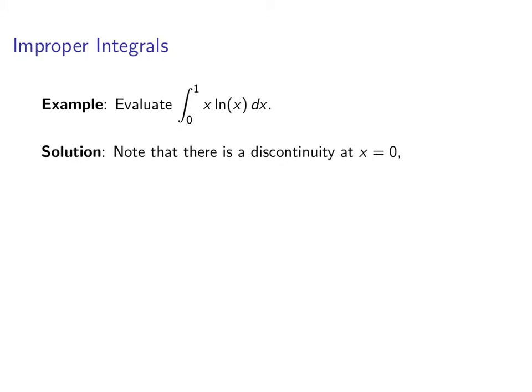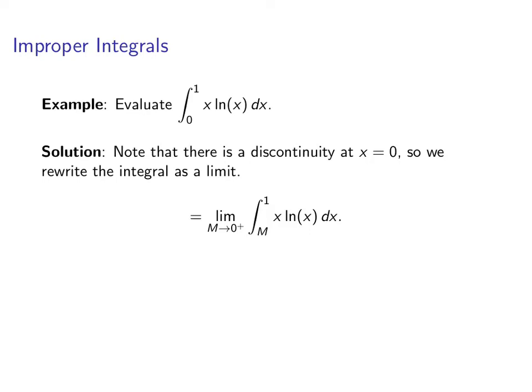Let's evaluate the integral from 0 to 1 of x log x dx. There's a discontinuity at x equals 0 because log of 0 is undefined, so we have to rewrite this as a limit. I want you to make sure to keep this in mind, that there really is no choice in the matter: if you run into an improper integral, it must be rewritten as a limit.